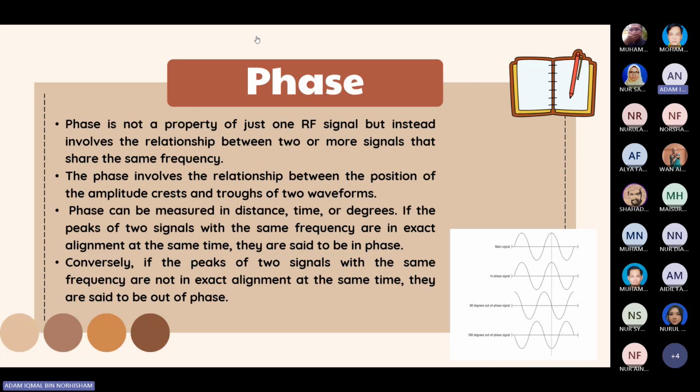So, kat sini dia pretty self-explanatory. Dia nak cakap yang phase ni dia involve hubungan antara amplitude dan troughs. Trough tu lurah yang ke bawah tu of two waves. So, kalau puncak dua waves dalam satu frekuensi tu sama, so dia kira macam dalam satu phase. Kalau dia tak sama, jadi dia not in one phase lah.